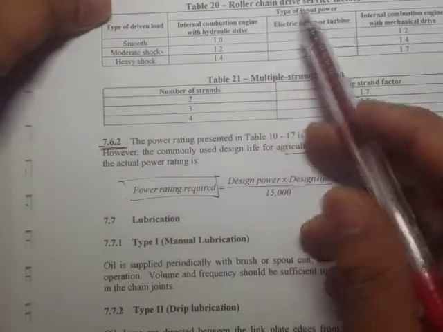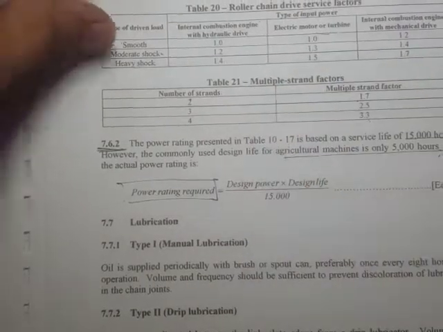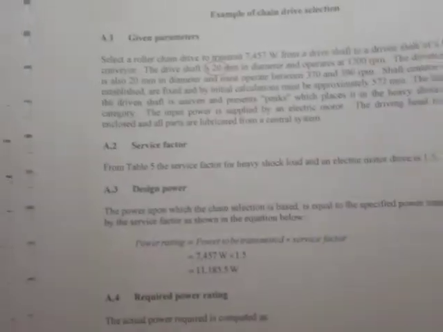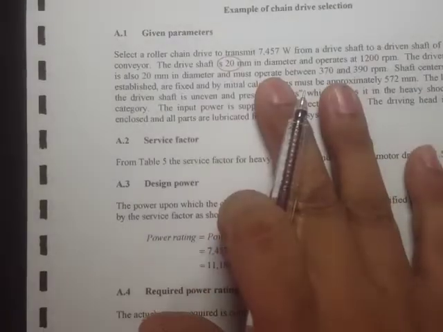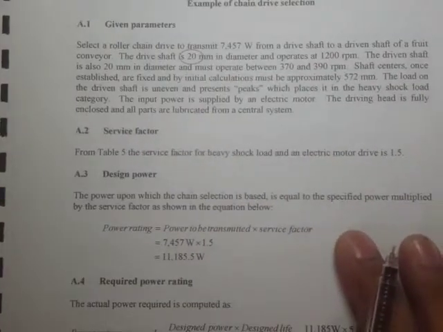And finally we have this number 120. Now for table 20, this is service factors. Table 21 is the multiple strand factors. And here's our example, and we'll do this in the next video.